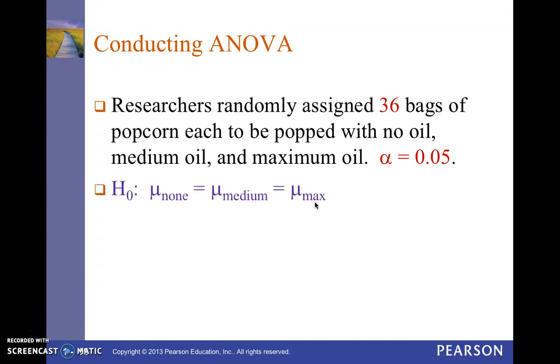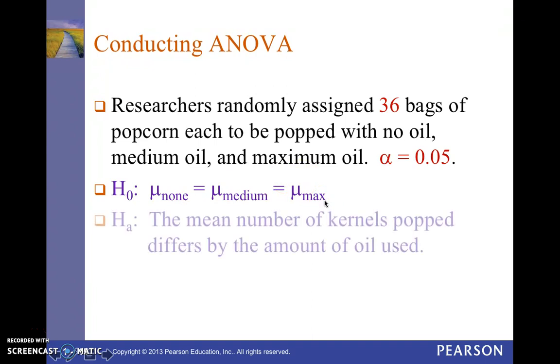So once again, what would be our null hypothesis? It'd be that there's no difference, right? The null is going to say, hey, there's not going to be any difference with respect to how many kernels get popped, okay? The alternative is that, hey, there's going to be a difference somewhere, right? That at least two of these means are going to be different from each other.